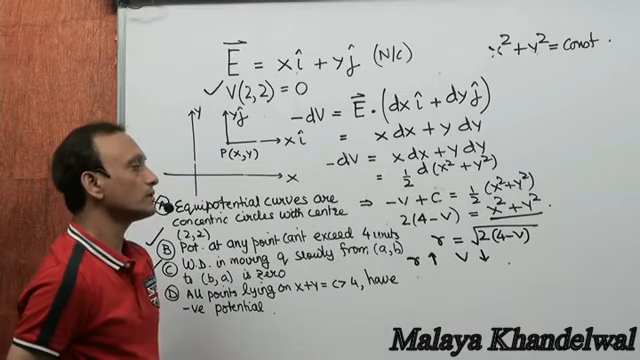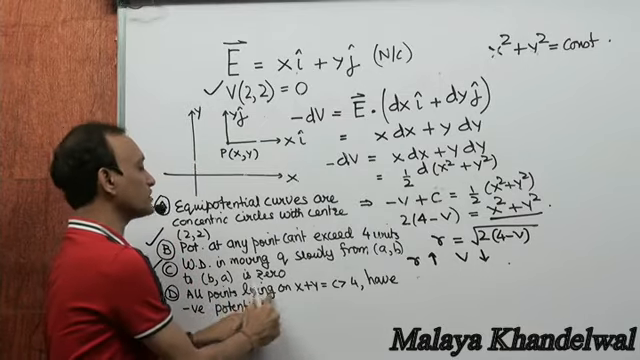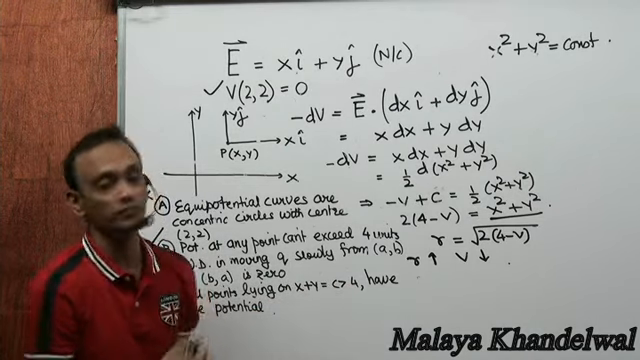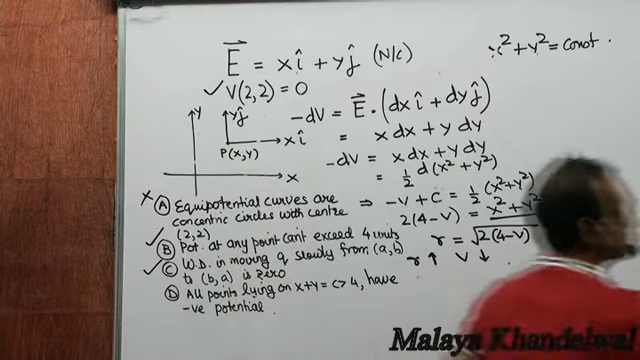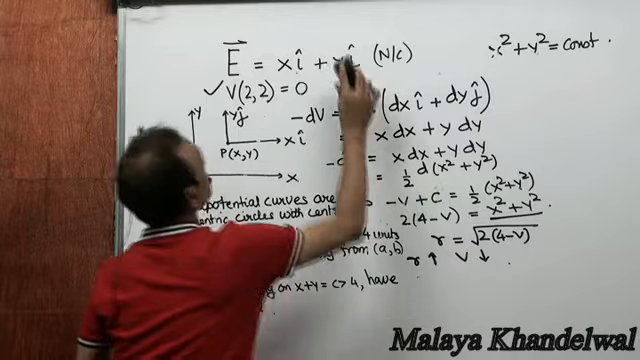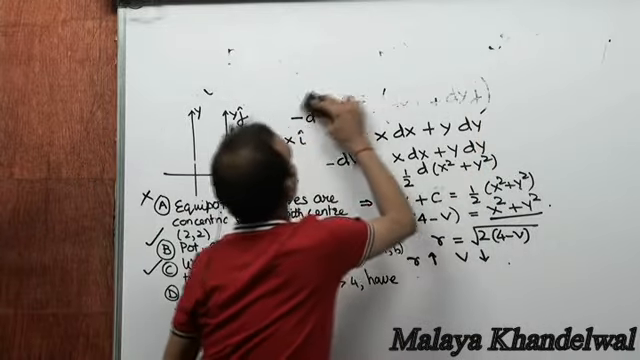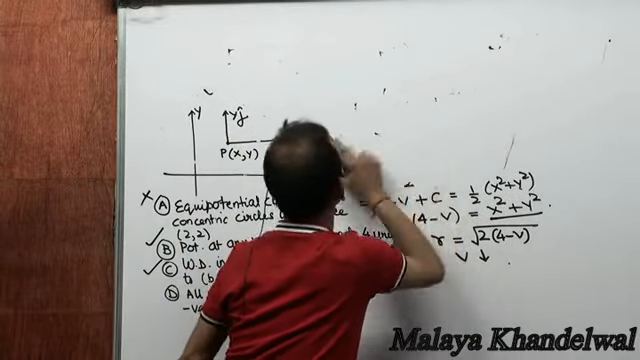Is that okay? Now, I need to check whether all points lying on the curve x plus y equal to c, where c greater than 4, have negative potential. Let's explore the truth of this statement. This last statement, let's check this out.